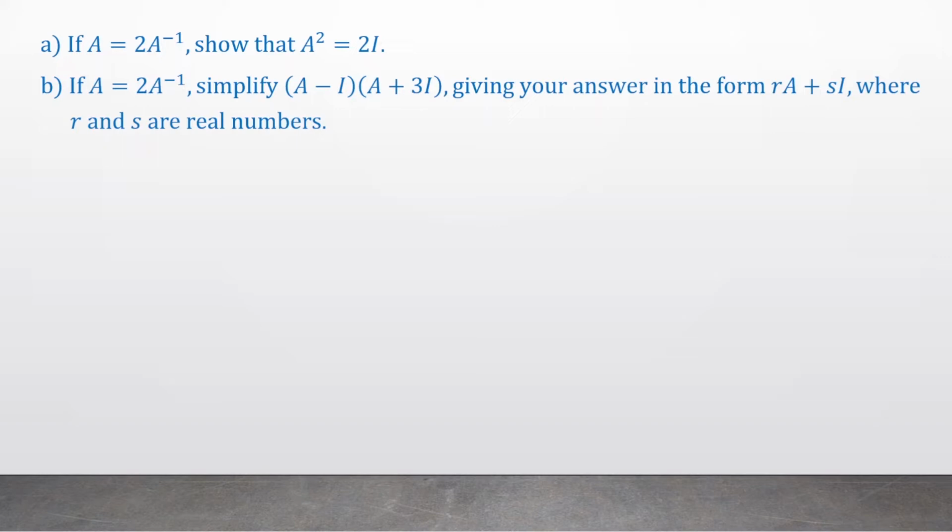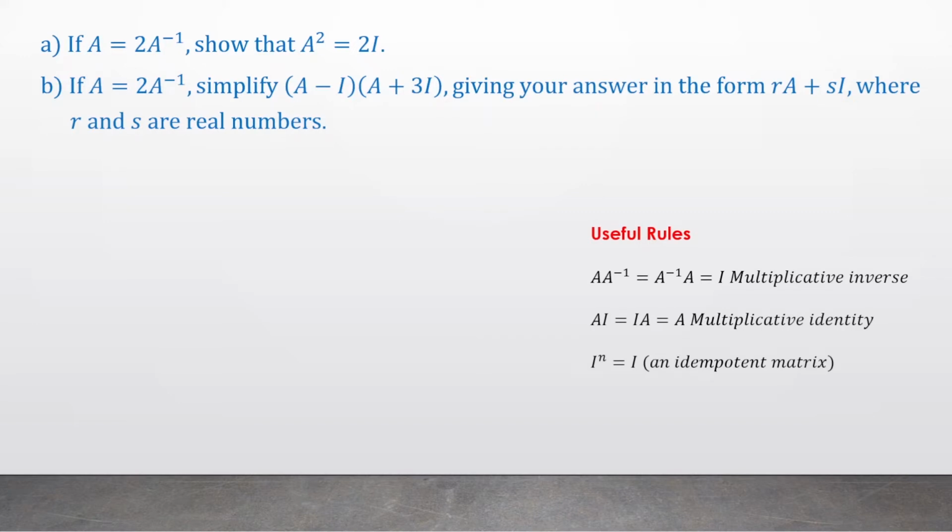We want to simplify A minus I times A plus 3I. And we want to write that in the form RA plus SI, where R and S are real numbers. Here are some useful rules that we'll refer to in the question.